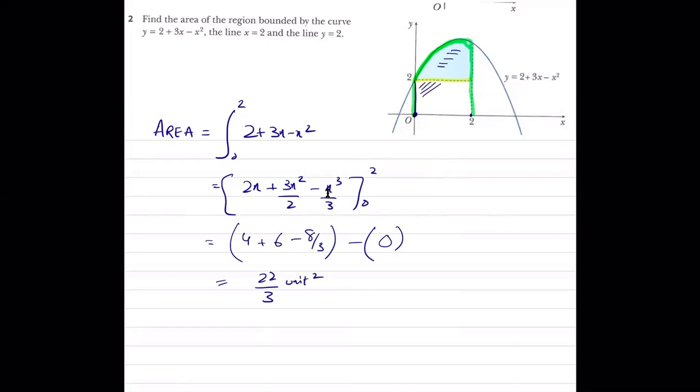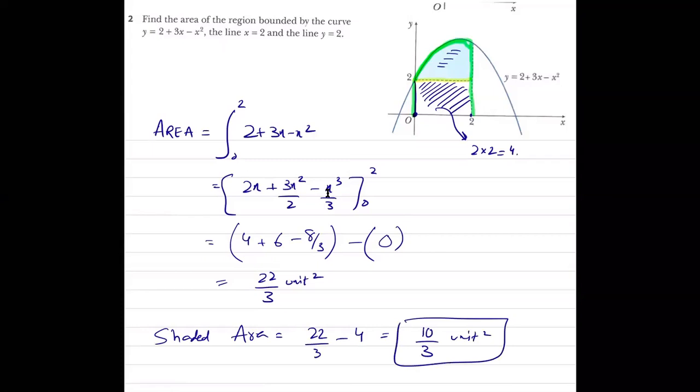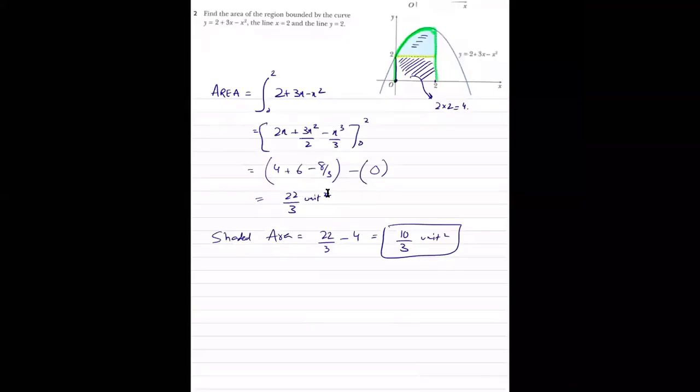Now what is the area of this rectangle? The area of this rectangle is 2 times 2, that is 4. So the shaded area is simply going to be 22 upon 3 minus 4, which comes out to be 10 upon 3 units squared. Understood? This could also be done. I hope I'm not going too fast. Is it clear?